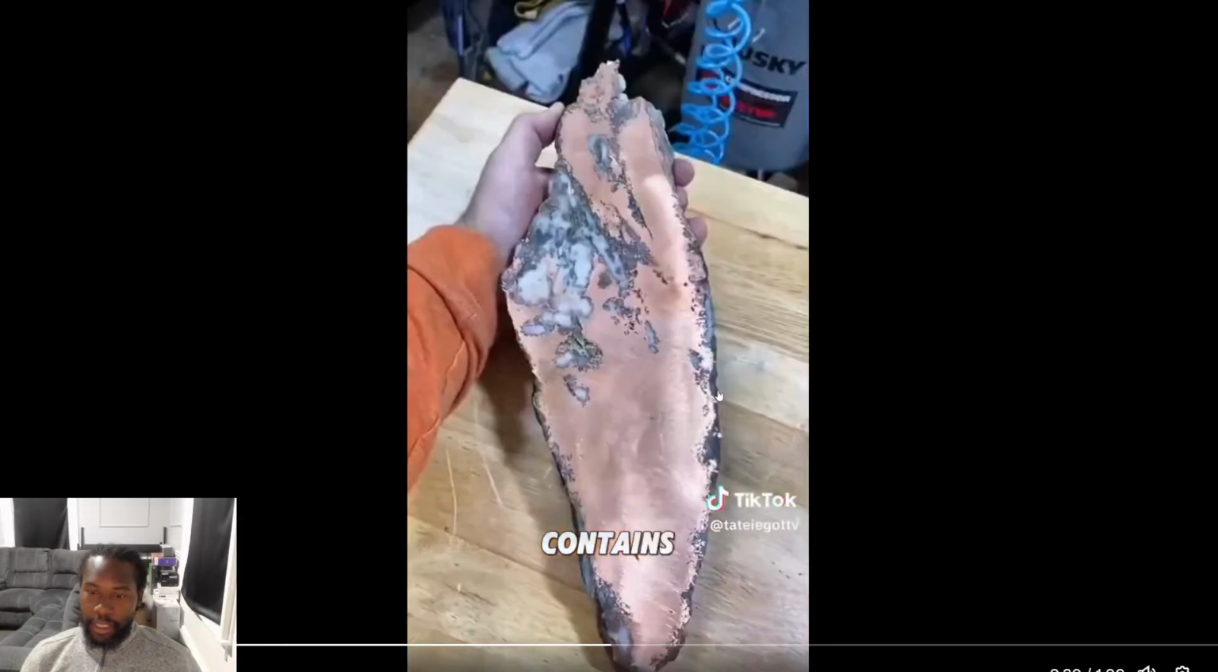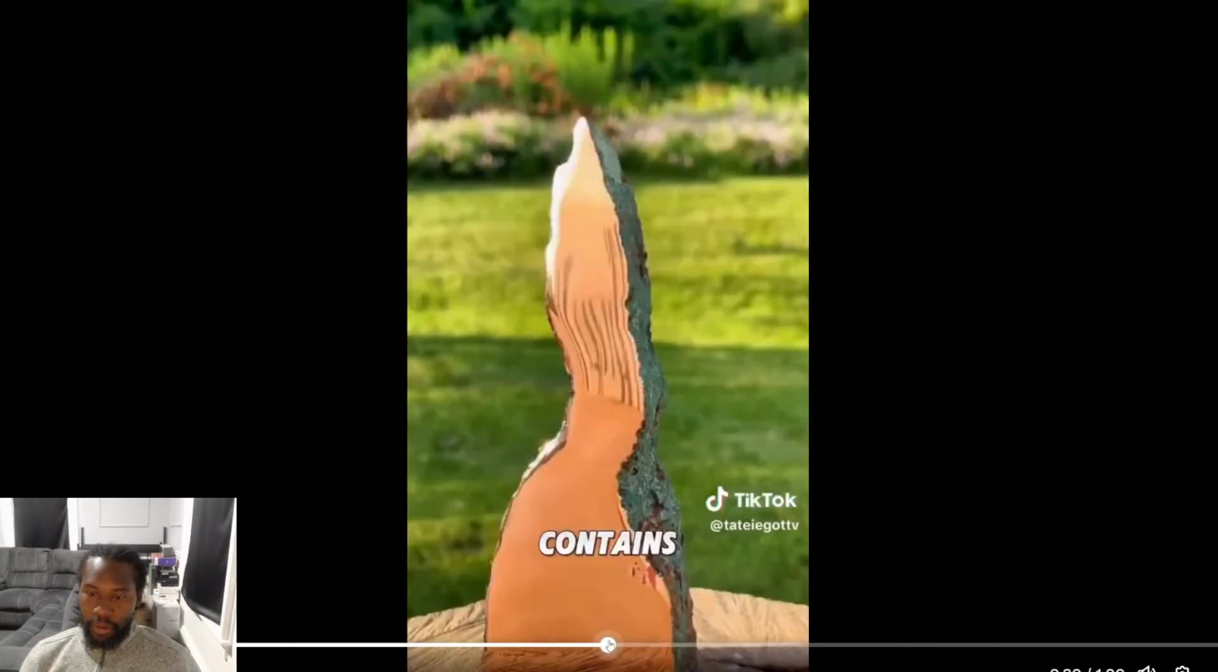Man, that shit look like gold, man. That's beautiful. I've never seen real copper, man.